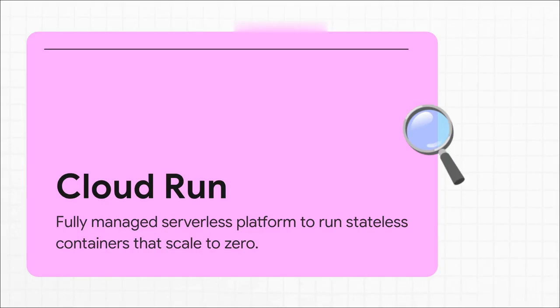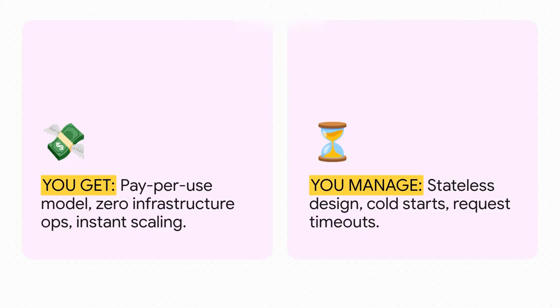And here's the crucial part. If your service isn't getting any traffic, it scales all the way down to 0, which means you pay absolutely nothing. The trade-off here is less about infrastructure and more about architecture. You get this incredible pay-per-use model with basically 0 operational overhead. But in return, you have to design your application for it.